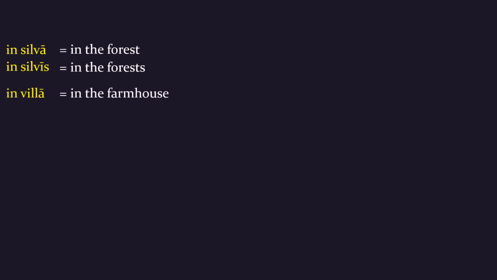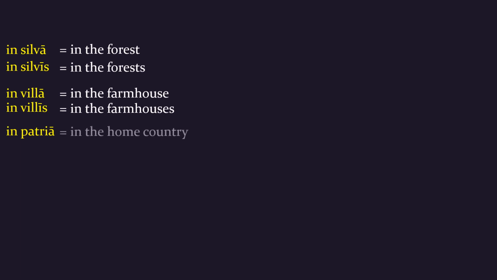In villa, in the farmhouse. In villis, in the farmhouses. In patria, in the home country or in the native land, in the fatherland. In patriis. Now this one, we definitely want to be careful. The base is patri. And the ending here is is. I know that second I is a little difficult to see. So we want to be sure that we say in patriis. It's a double I there. We can't get rid of patri. That whole thing has to be there, and we still have to put the is on there.